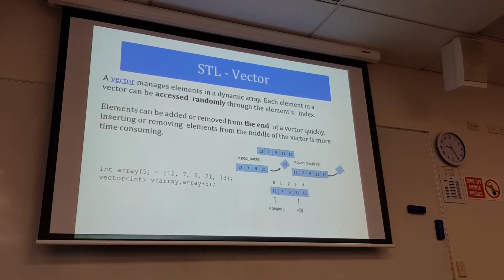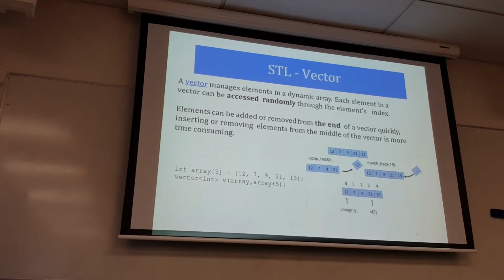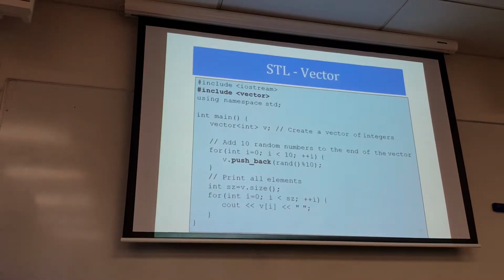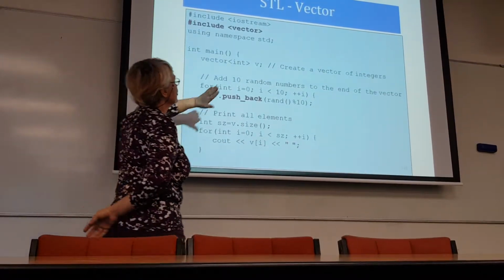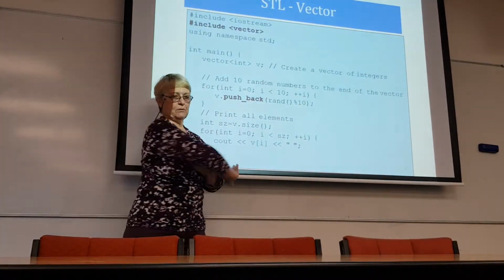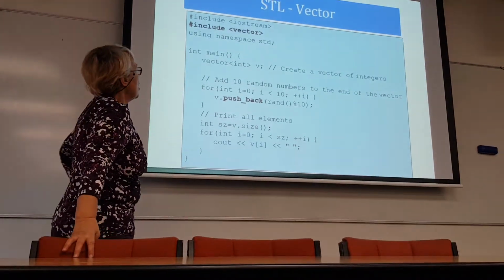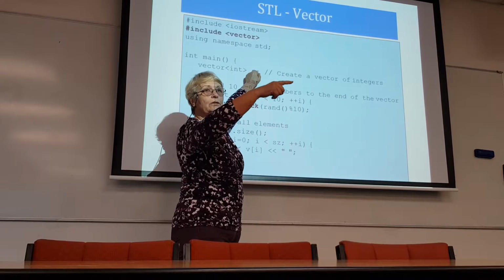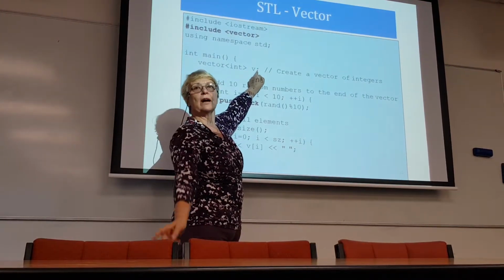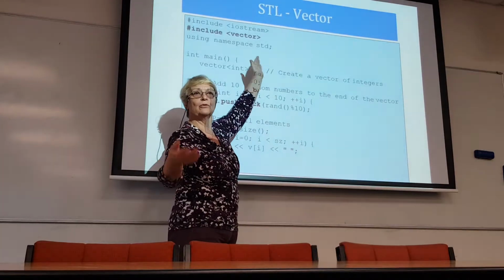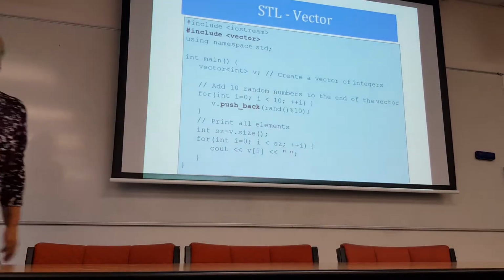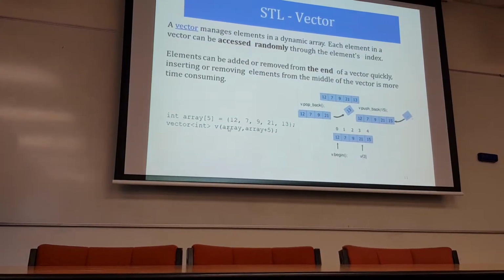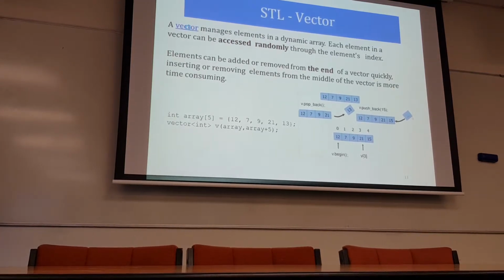So this is one thing. An example: vector, using namespace std, create a vector of integers, and you will see the vector comes with a lot of constructors. We are invoking here the default constructor. We don't pass any argument. We can invoke a constructor which takes a C array, as you can see.